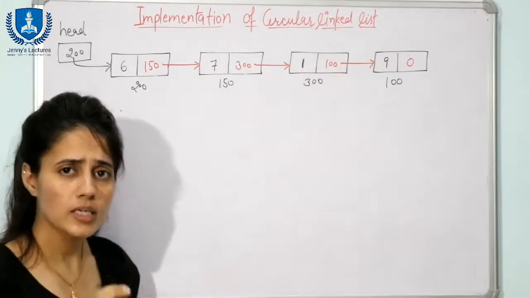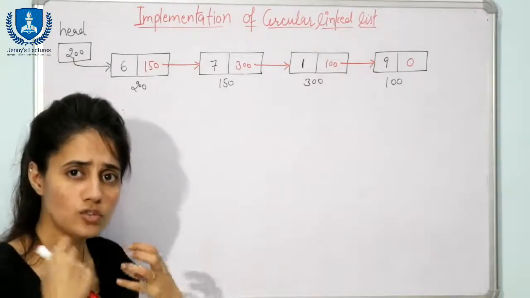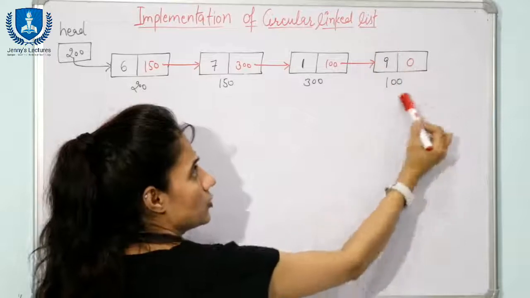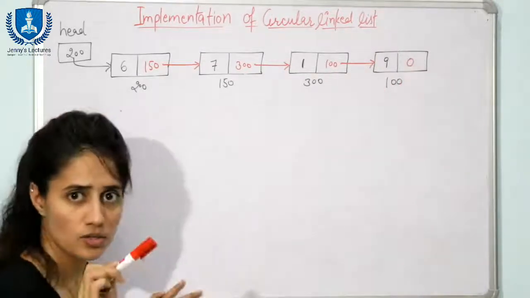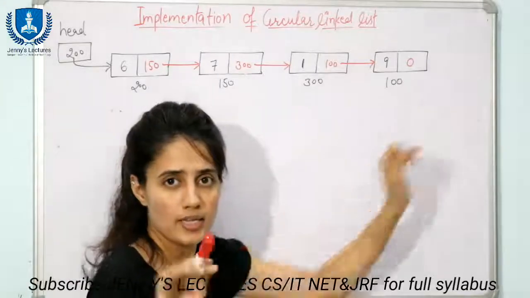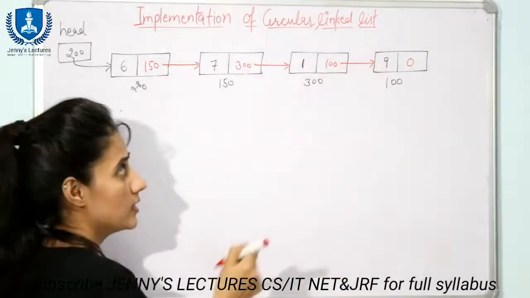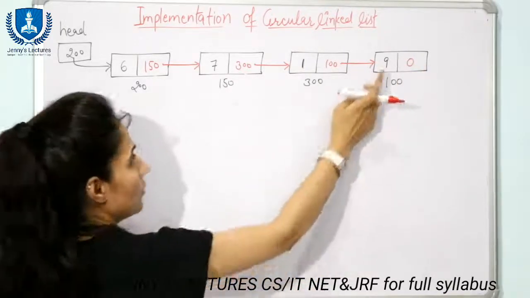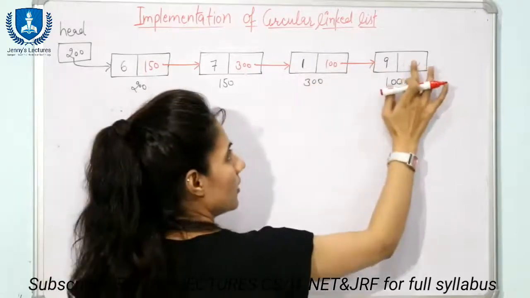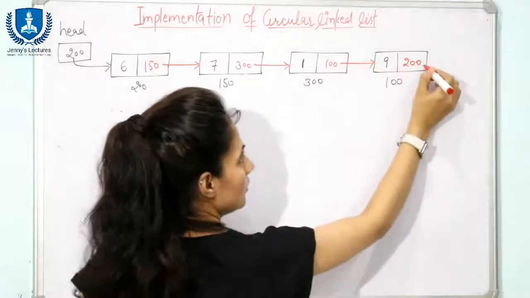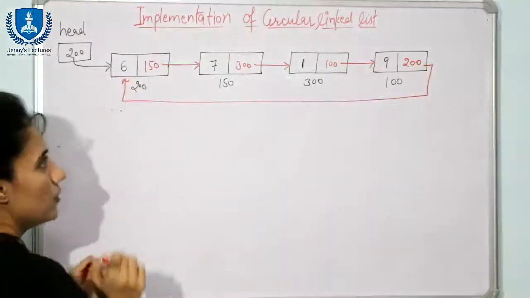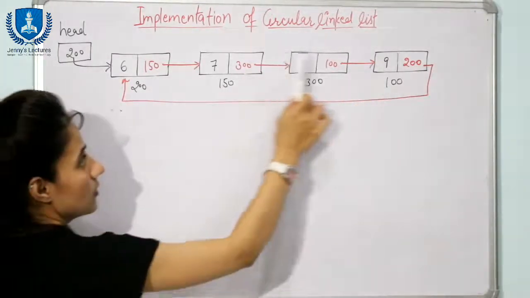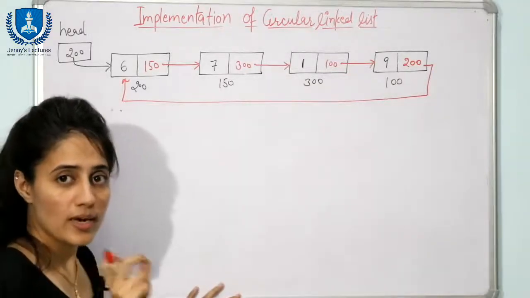Now, to make it a circular linked list, you just have to change it a little bit. And what is that change? In the last node, the pointer is containing 0, null. It means it is not pointing to any node. To make it a circular list, here we will store the address of the first node. The address of the first node is 200, so here we will write 200. It means this is now pointing to the first node in the list, making it a circle. So this is a circular linked list.